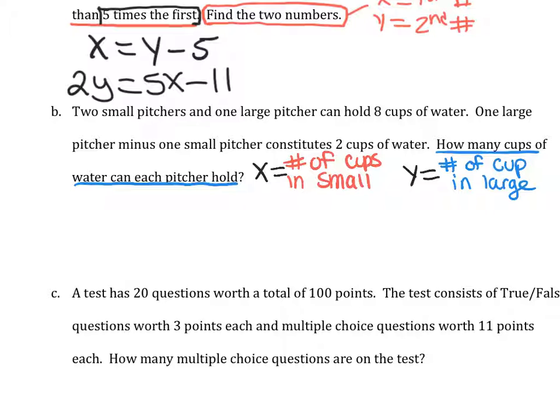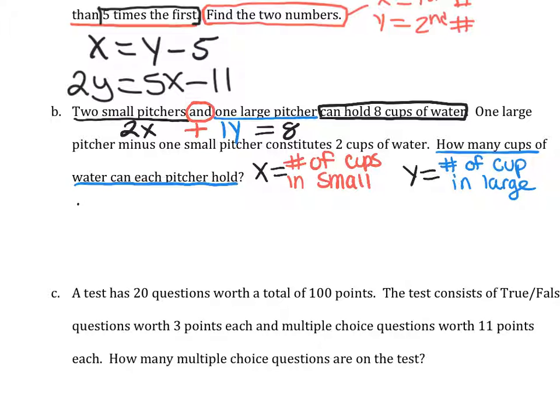It does not matter if you have x be large or small or y be large or small, as long as you label them. So now let's go through our sentences. So we have 2 small pitchers. What would that look like? 2x. And, what does and mean? Plus. And then we have 1 large pitcher. What does that mean? 1y, or you can just write y. Can hold 8 cups of water. What does that mean? Equals 8. There's your first equation.